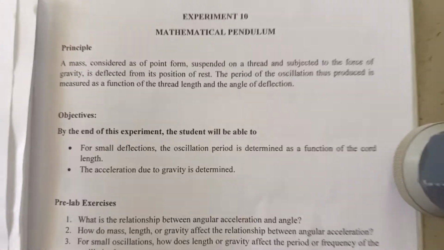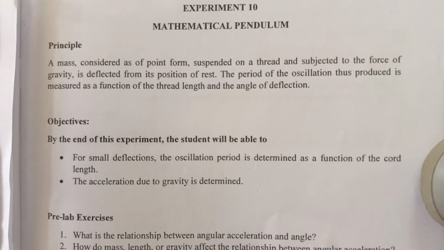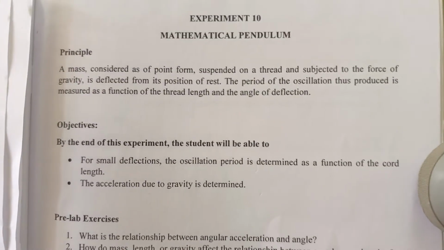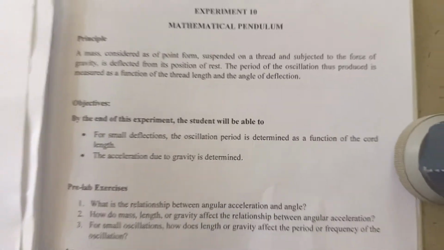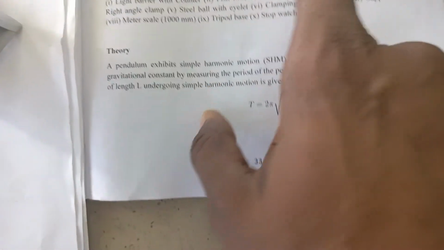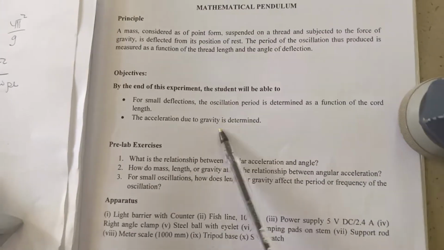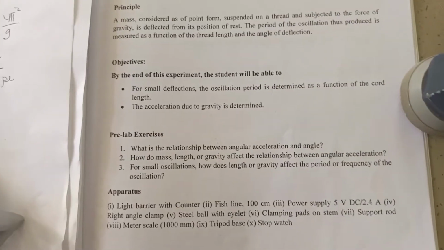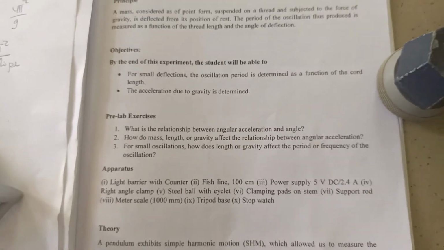Hello, today we'll be looking at the mathematical pendulum experiment. The aim of this experiment is to determine acceleration due to gravity. That's the main purpose.